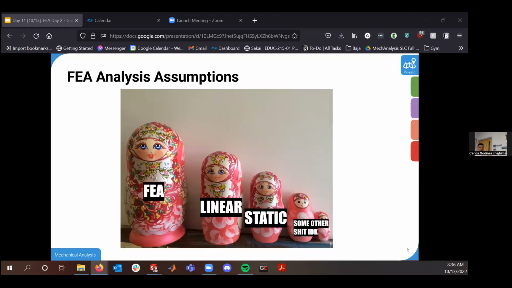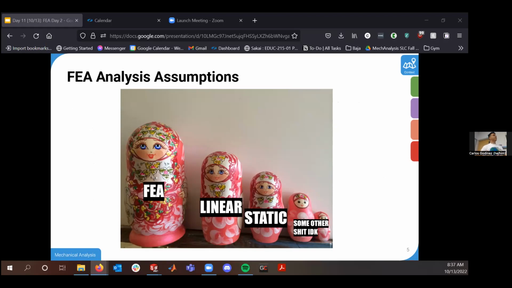Okay. Before I get into that and the different types of analysis, I just wanted to revisit. The analyses that we did last week are all linear static analysis. And with FEA, there are literally Russian doll assumptions baked into that. FEA, of course, in and of itself is an assumption and an analysis method. It is an approximation, so that comes with some salt.